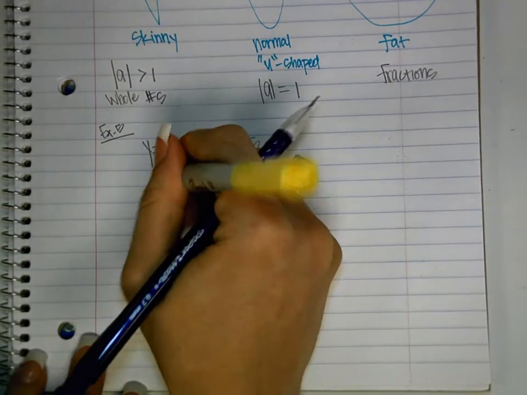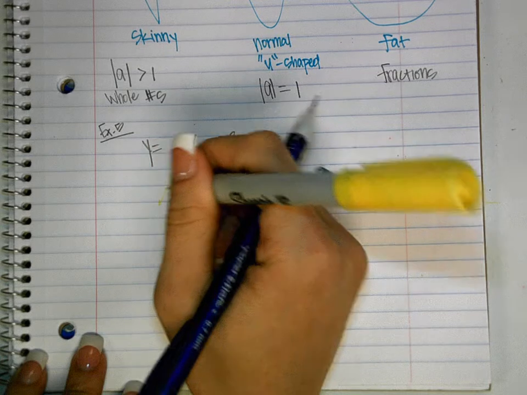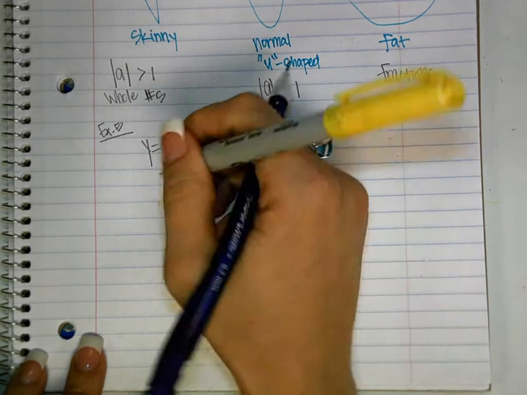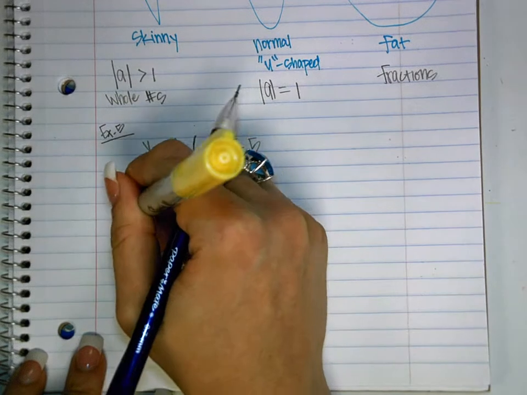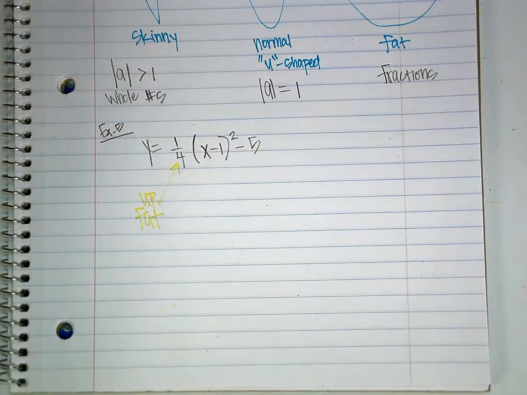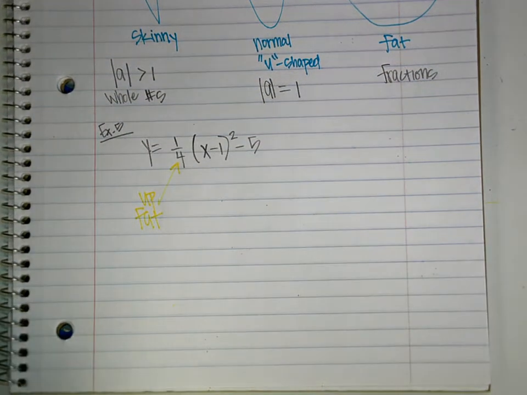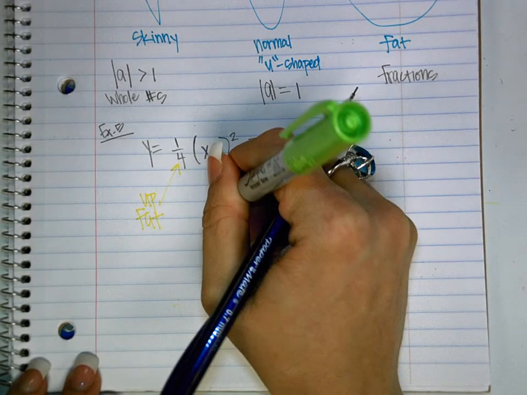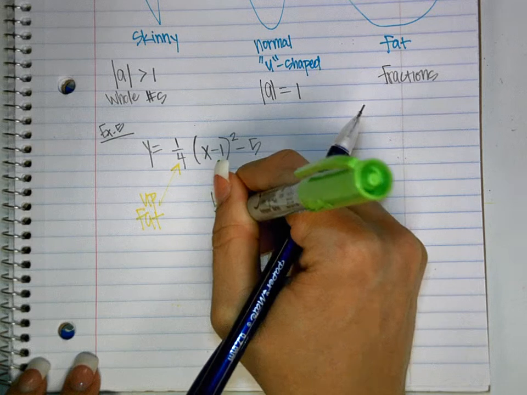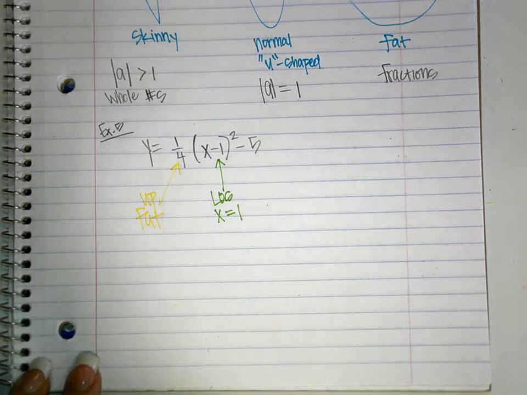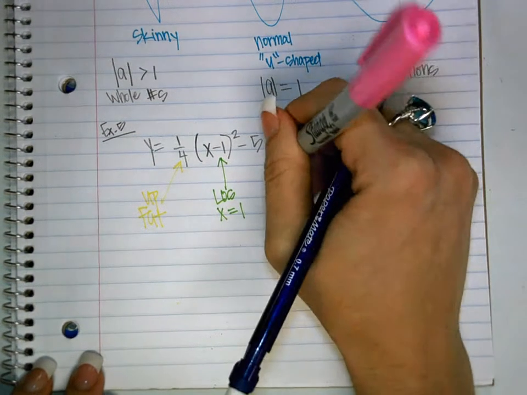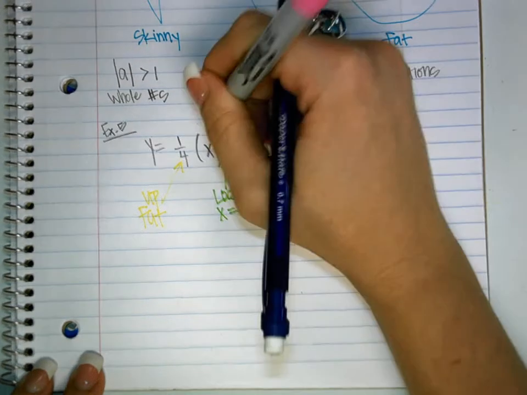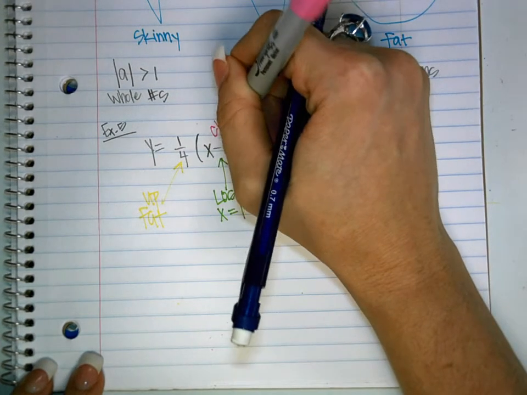Okay, already we can tell a lot about this parabola. What do you know from the front number? It's gonna be fat. And what else do you know from the front number? What direction is it opening in? It opens up. Okay, so it's up and it's fat. What do we know about the line of symmetry? It's 1. Line of symmetry is x equals 1, and the vertex? 1, -5.